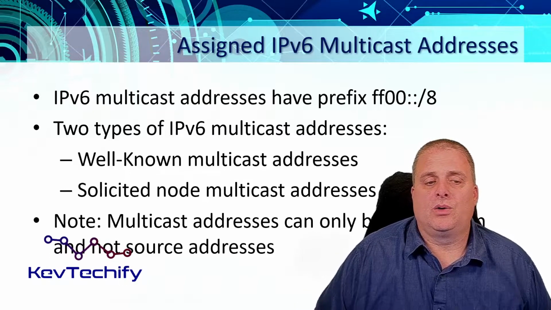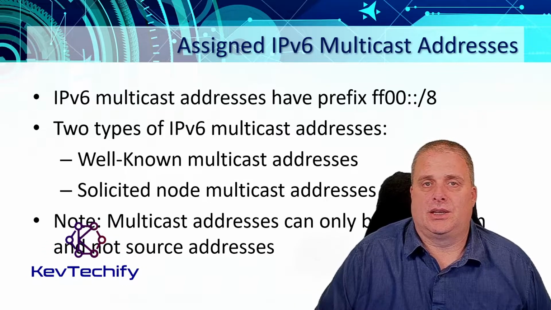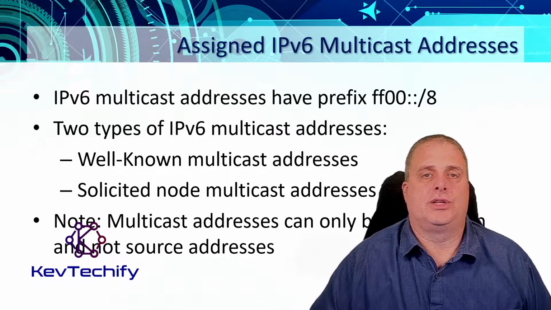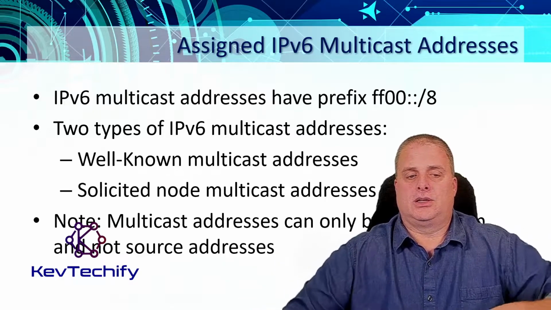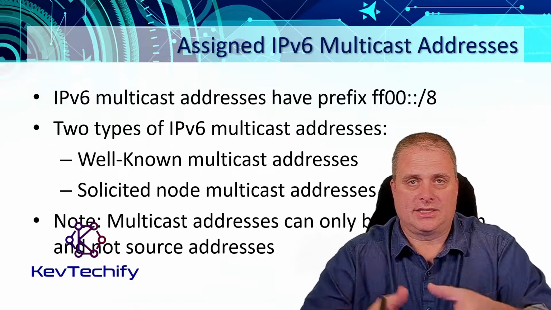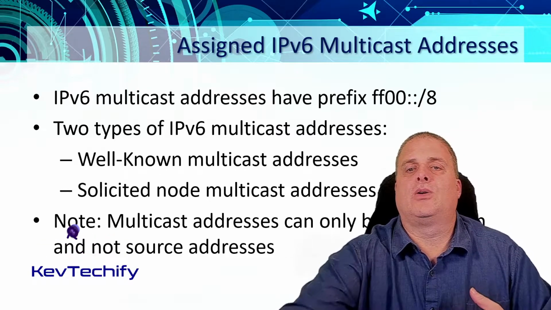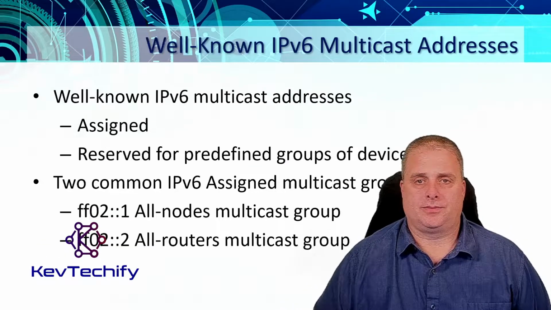Multicast addresses can only be assigned as a destination. They can't be coming from a multicast address. They only can be going to a multicast address. So the destination, that's the multicast address. The source would be a unicast address. Who sent out that multicast address?